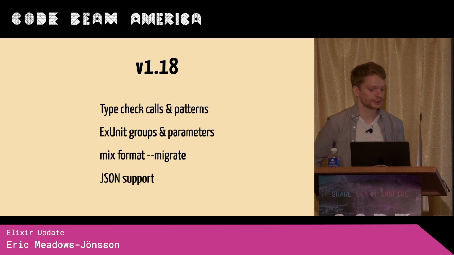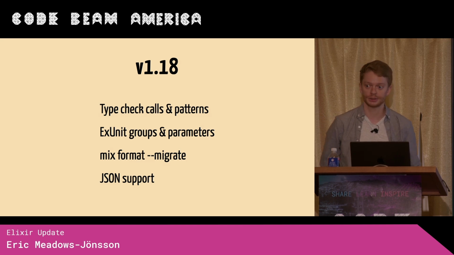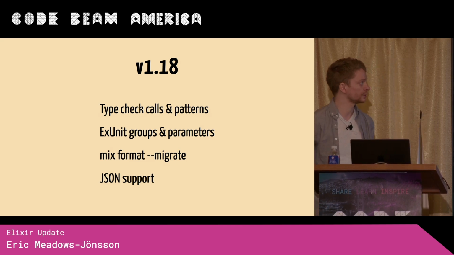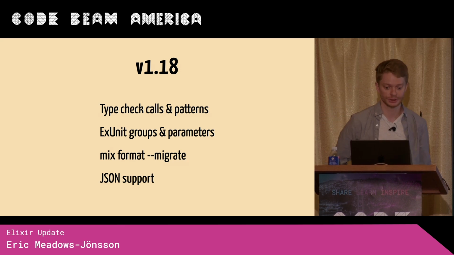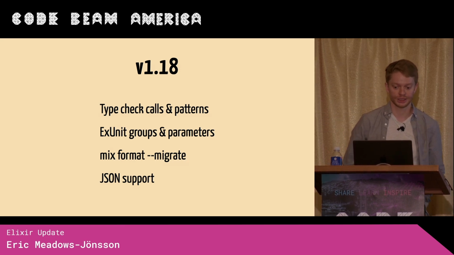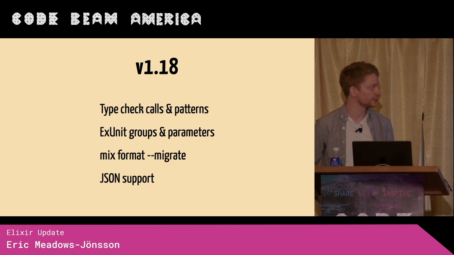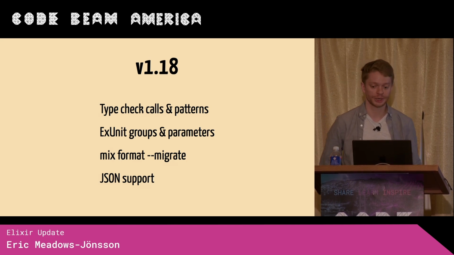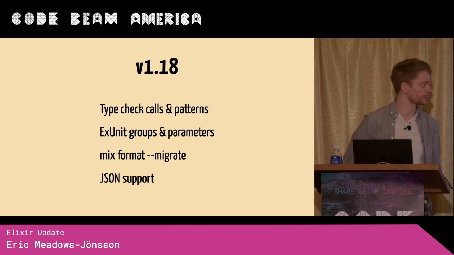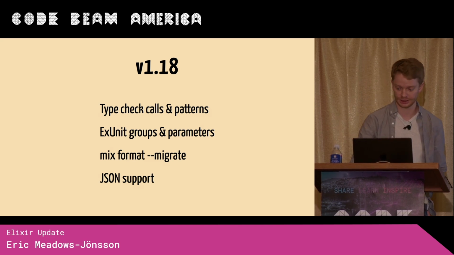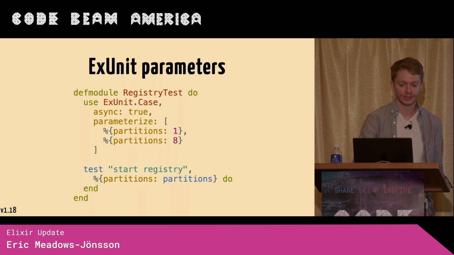So the last release was a fairly large release when you look at the number of new features. We got, of course, improvements to the type system. ExUnit got some new features with groups and parameters. Mix format got the new migrate flag, and we also got built-in support for JSON. So let's look at some of these in a little bit more detail.